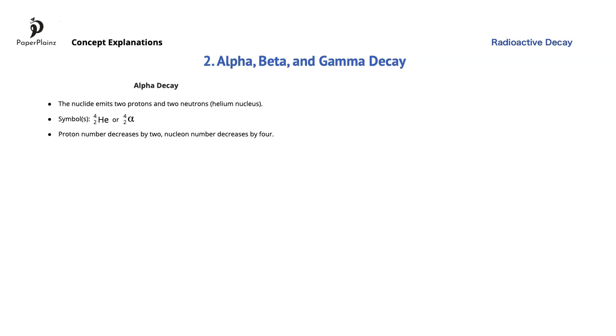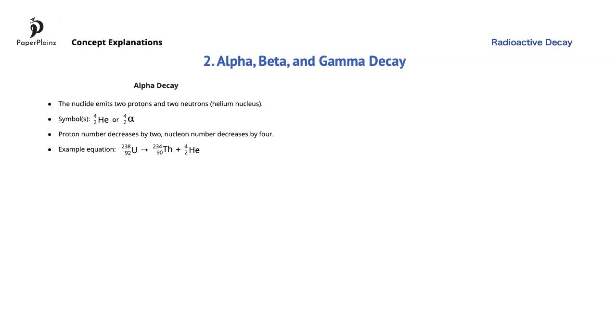Here is an example of such an equation for alpha decay. Here, uranium-238 decays into thorium-234 through alpha decay. As you can see, the nucleon number of the nuclide changes from 238 to 234, and its proton number changes from 92 to 90. On the right-hand side of the equation, we also have a helium nucleus or an alpha particle. Of course, total nucleon number on the left is equal to total nucleon number on the right. 238 is equal to 234 plus 4.